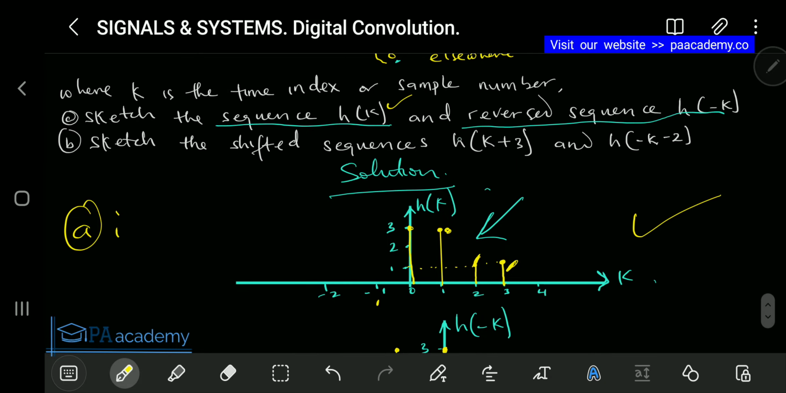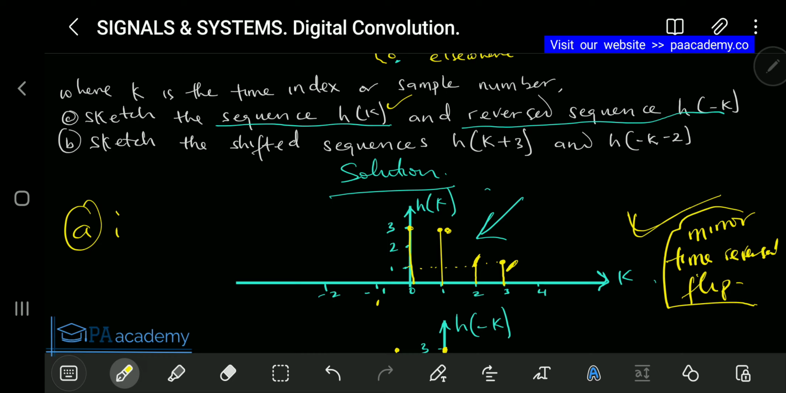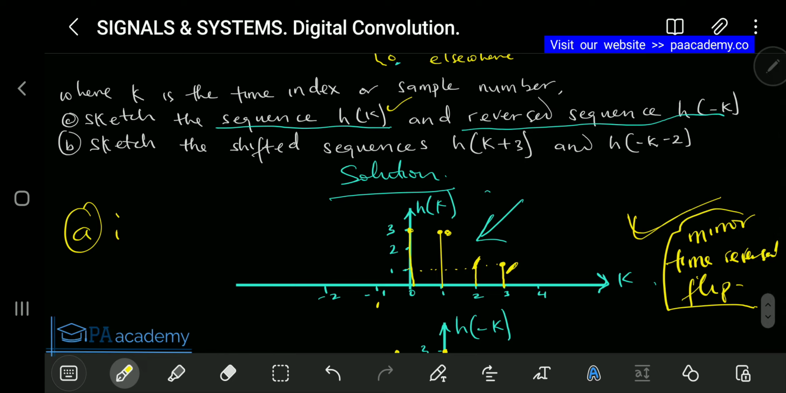In case the question says, for example, we should sketch the reverse sequence, some might tell you to draw the mirror sequence or to draw the time reversal. They are both the same thing. Either they tell you to mirror or to find the time reversal, or they ask you to flip. Whatever word they are using is still the same thing. So don't think they are different things, don't get yourself confused. Now let's go to the B part.